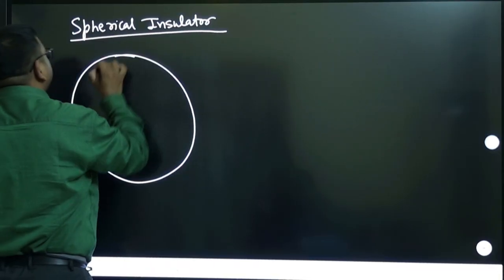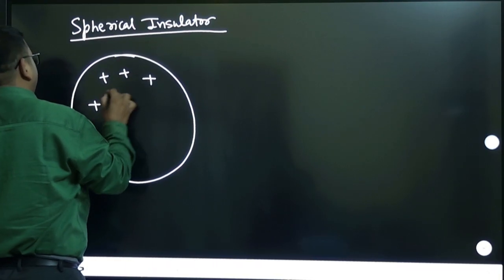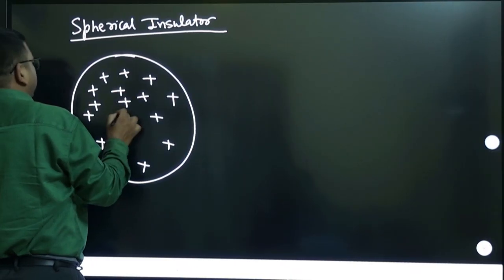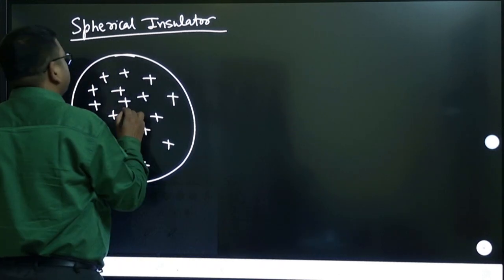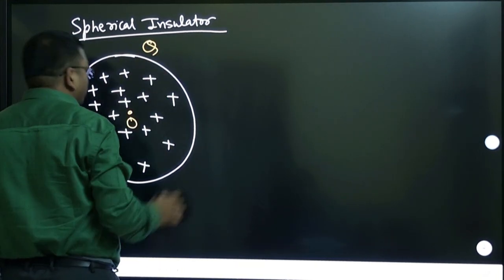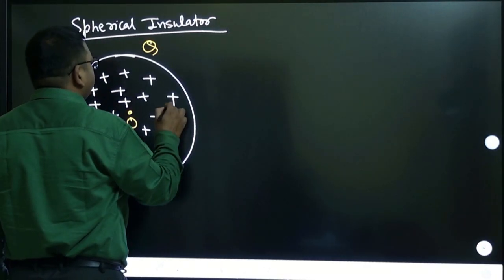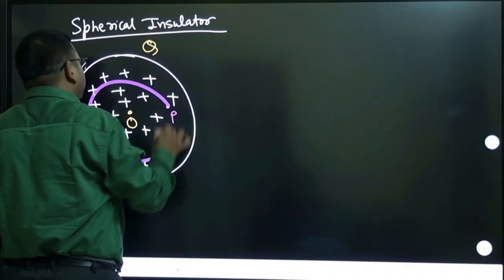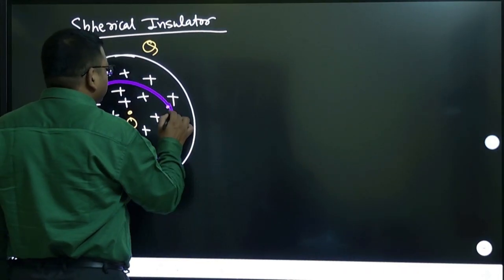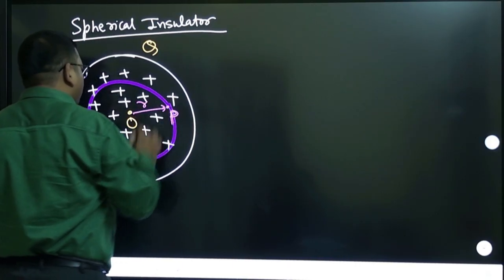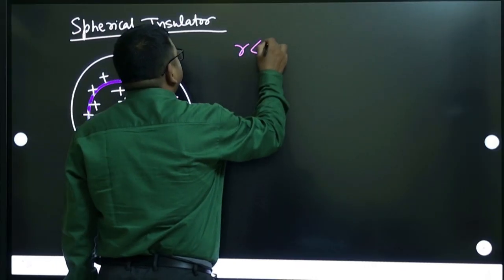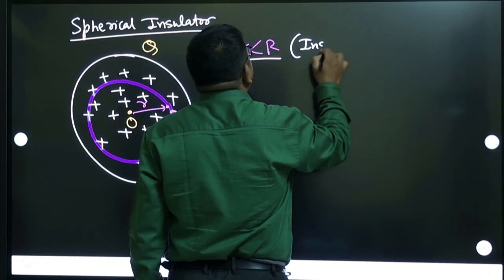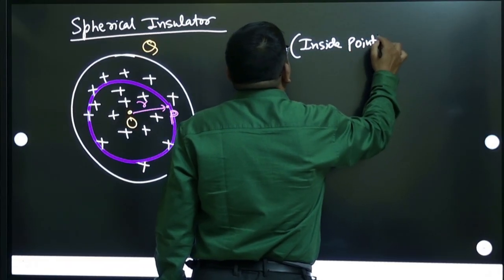So suppose this is an insulator and charges are present throughout the volume. The method is going to be exactly the same method of derivation, no changes. This is the center, total charge is Q. Again we are going to choose some point inside. If I choose a point inside, I will draw a Gaussian surface. Let us say this radius is small r, so r less than capital R. For an inside point, let us do the calculation. So apply Gauss law.